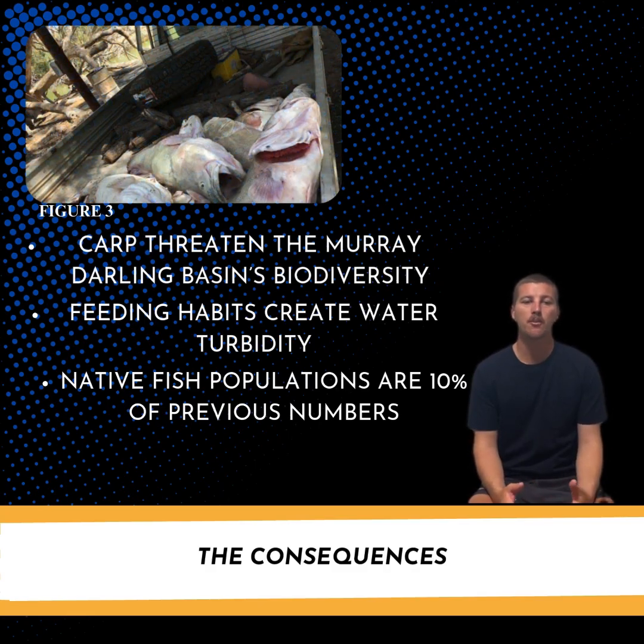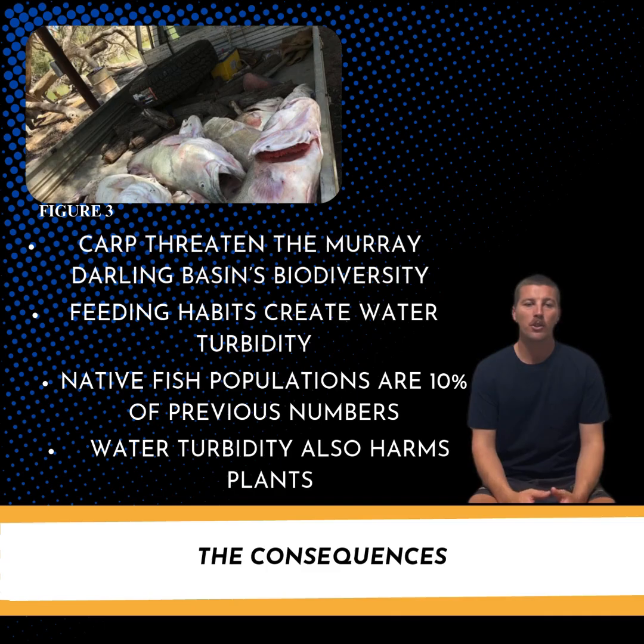Figure 3 shows a pile of large Murray cod that have died due to these poor water conditions. The water turbidity also kills aquatic plants, as it reduces the amount of sunlight that penetrates the water. Carp have to be eradicated before it's too late and our native species are gone.